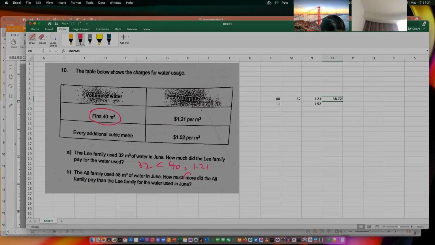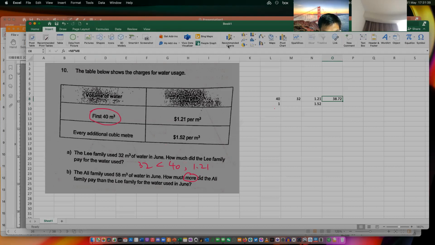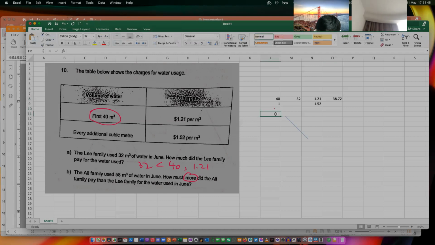But before we find out how much more, we need to find out how much the Ali family paid for 58. First things first, you need to split the 58 first. So what we do is this. I'm going to split the 58. So 58, I split to 40 and 18. That's how I split.